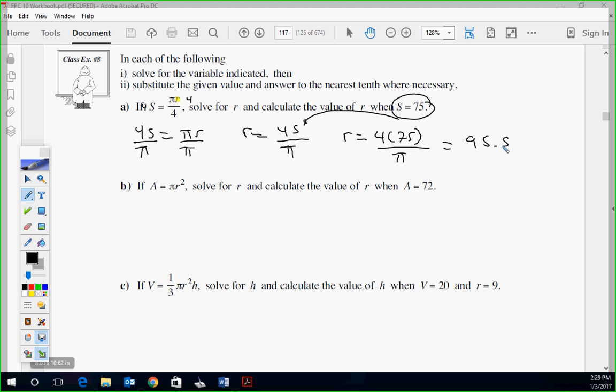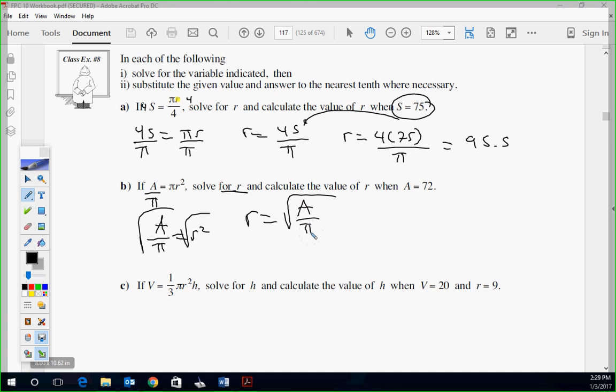Okay, so check this one out. So now we're doing this. We've got to get r by itself again, still doing r. Divide by pi. So I have a over pi equals r squared. What do I do now? Square root, yeah. Square root. r equals square root of a over pi.